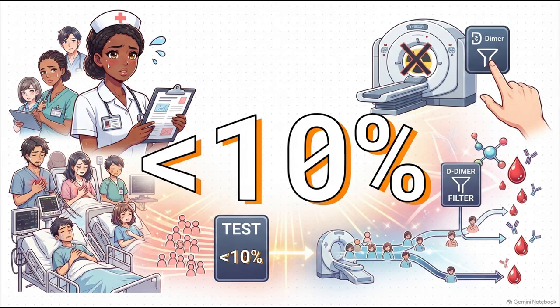Less than 10%. That single number completely exposes our over-reliance on testing and the honestly dismal diagnostic yield of CT pulmonary angiography. When we just blindly order tests, we're exposing patients to completely unnecessary radiation and contrast risks without actually improving our accuracy. We desperately need a better filter.